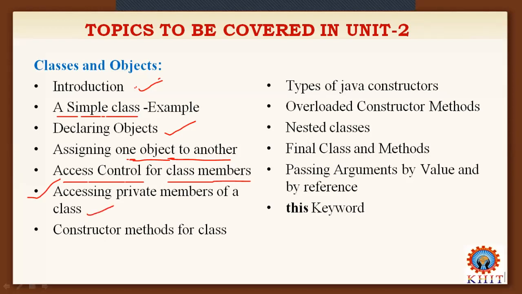So this is the way. Actually, private members were not allowed to be accessed, but there are some possibilities there and we'll discuss those things. Constructor methods for class. So constructor is a special member of a class, and we'll see how these constructor methods can be created for a class. And types of Java constructors. How many types? We will discuss one by one.